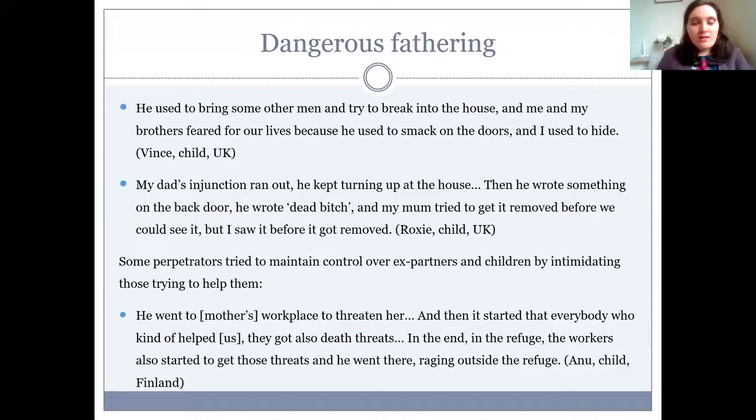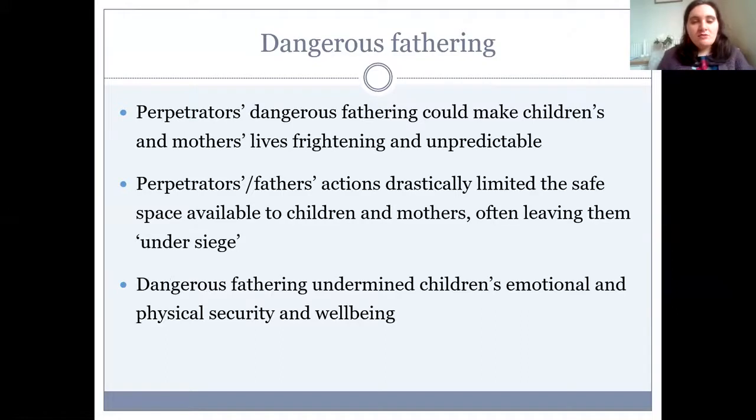He went to the mother's workplace to threaten her. And then it started that everyone who helped us, they also got death threats. And in the end, in the refuge, the workers started to get those threats. And he went there, raging outside the refuge. So perpetrators' dangerous fathering post-separation could make children's and mums' lives frightening and unpredictable. It was drastically limiting the safe space available to them, often leaving them under siege in their own homes or even in a refuge. The perpetrator's dangerous fathering was certainly undermining the children's emotional and physical security and well-being.